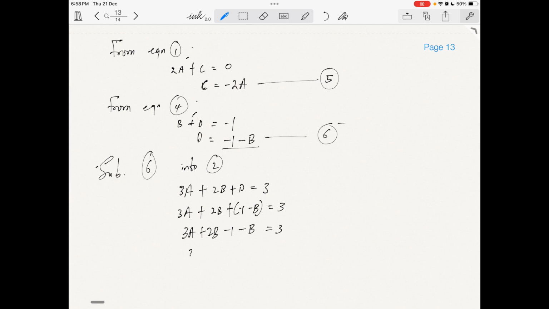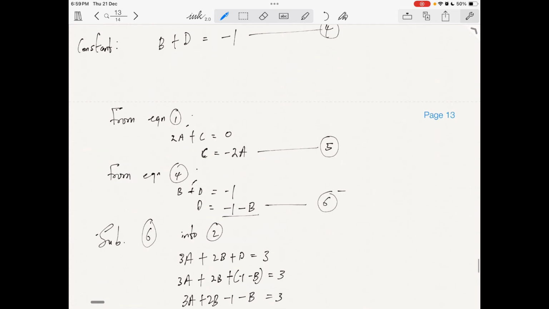So 3a, and then I have 2b minus b. That will give me b, plus b minus 1 is equals to 3. So minus 1 can go to the right hand side. So I have 3a plus b to be 3 plus 1. So I have 3a plus b to be equals to 4. We can call this equation 7.